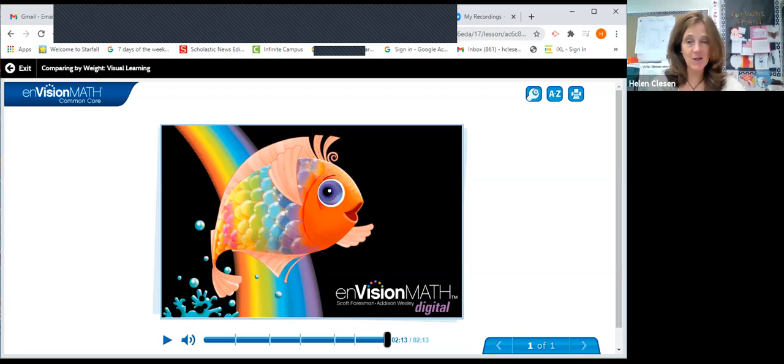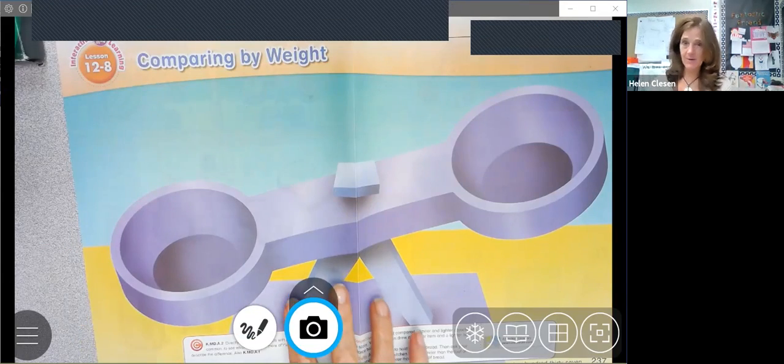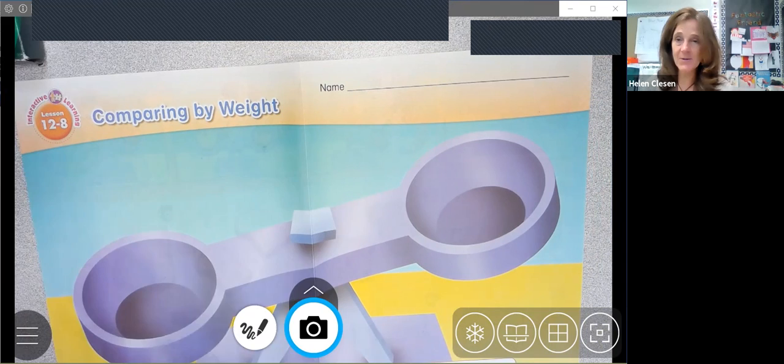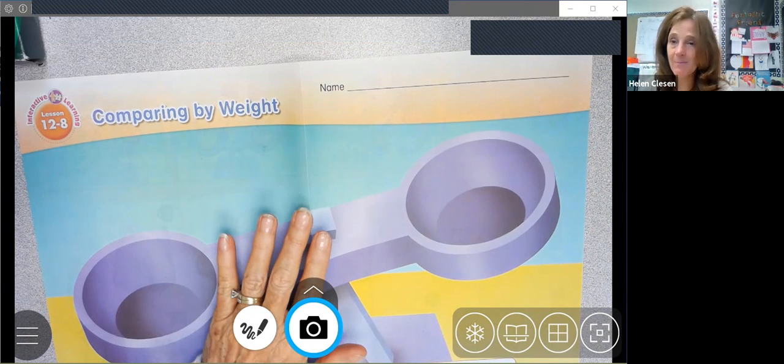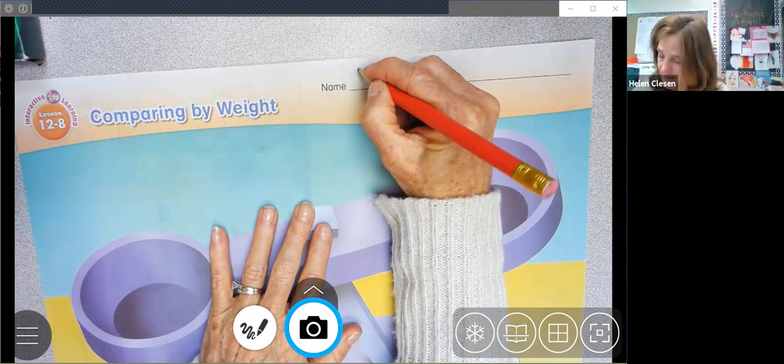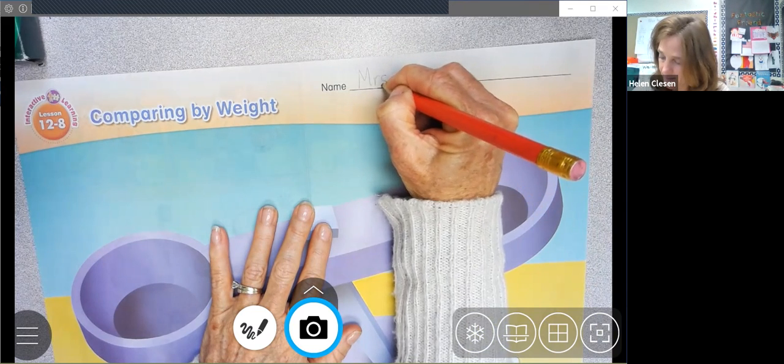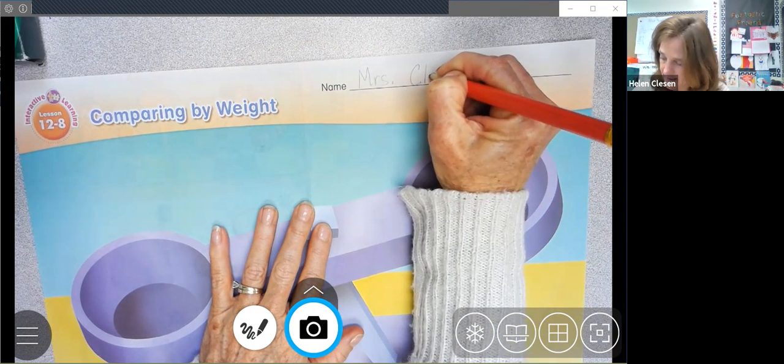Okay, my friends, today we are going to be looking at some objects on our math mat and determine if you were to have a scale, which item would be heavier and which item would be lighter. Okay, have your math mats ready to go, and we're going to take a look. So here's my math mat. First thing I do is always the same. I pick up my pencil and write my name, Mrs. Gleason.